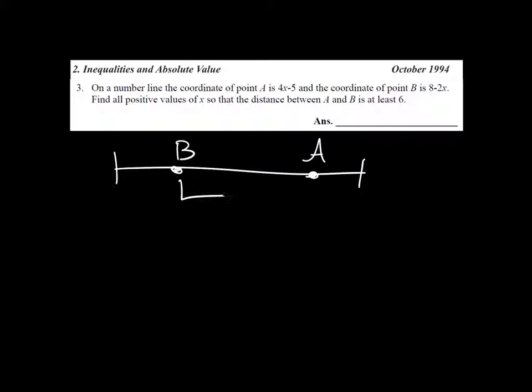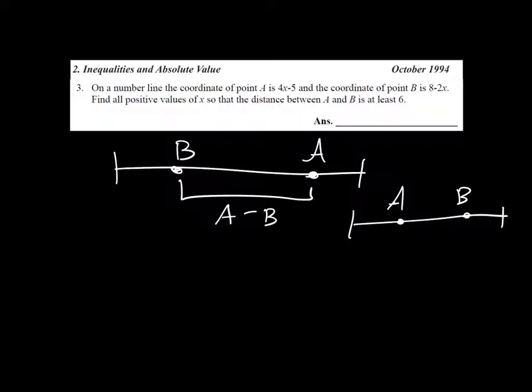The distance between A and B would just be A minus B. But what if B is greater than A? Then A minus B would be negative, but this distance always has to be positive. So to fix that, we just put an absolute value around A minus B. So that's the equation for the distance between A and B, and we want this to be greater than or equal to 6.